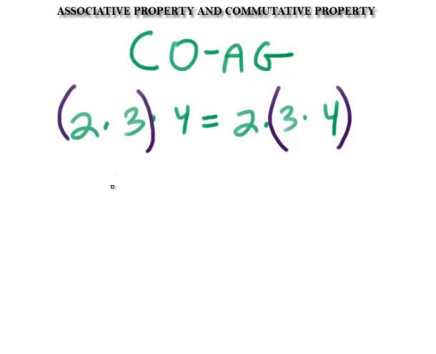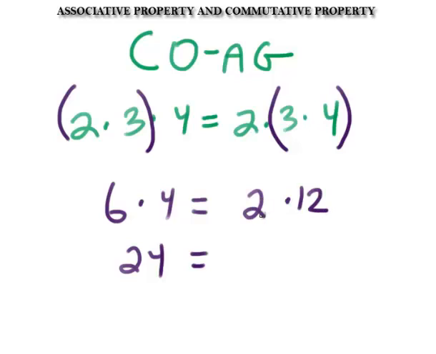So 2 times 3 is 6 times 4, which is 24 on the left hand side. On the right hand side, you have to do the 3 times 4 first, which is 12 times the 2. Now 2 times 12 gives you 24 also. Right? So 24 on the right, 24 on the left. So which property illustrates that grouping doesn't matter? That goes with the AG, COAG. So that's the associative property.